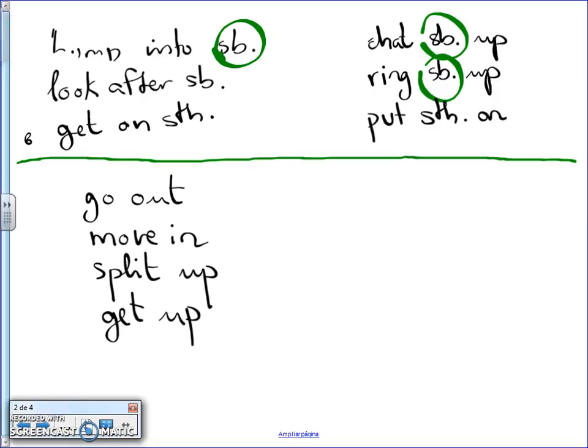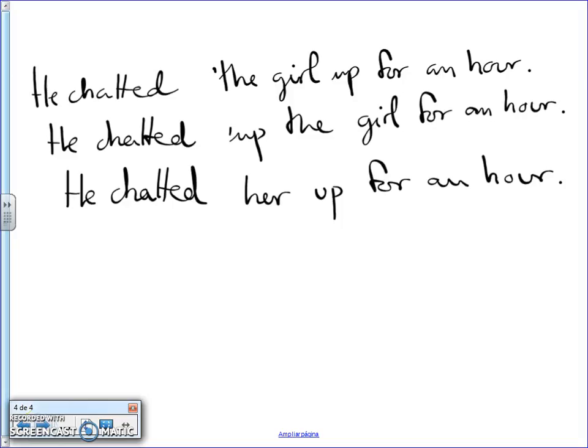The most difficult type of phrasal verbs include verbs like chat somebody up, ring somebody up, and put something on. Let's have a look at some examples. Okay, he chatted the girl up for an hour. He chatted up the girl for an hour. You can see that the object, the girl, has got 2 possible positions between the verb and the particle, or after the particle.